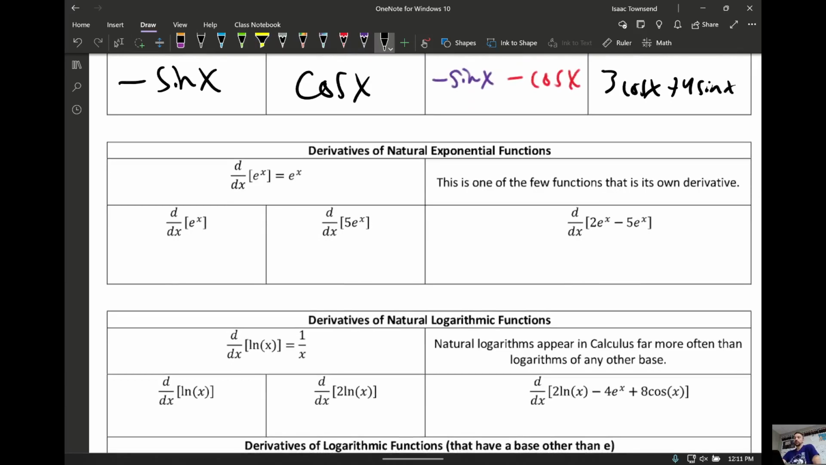Okay, we need to know the derivative of e to the x, a big function. This is the easiest one to learn because the derivative of e to the x is e to the x. It's one of the few functions that is its own derivative. You make it 5 times bigger, the slope's going to be 5 times as much. The derivative's going to be 5 times as much. So the derivative of 2e to the x would be 2e to the x, minus the derivative of 5e to the x would be 5e to the x. The derivative of e to the x is e to the x.